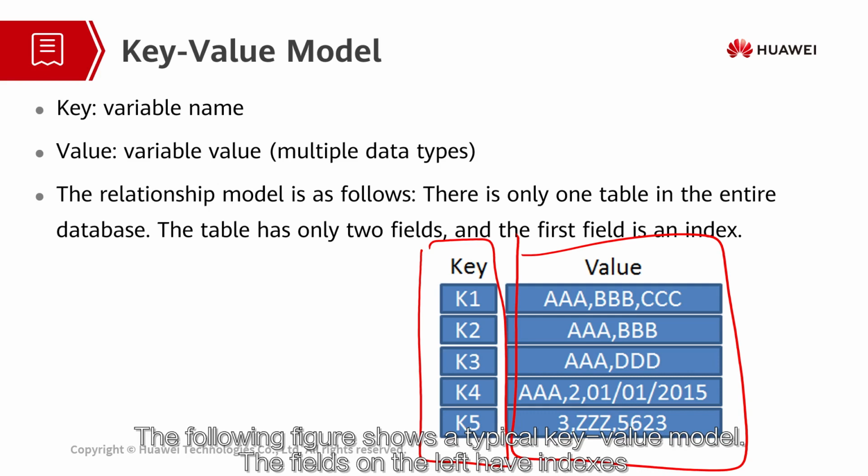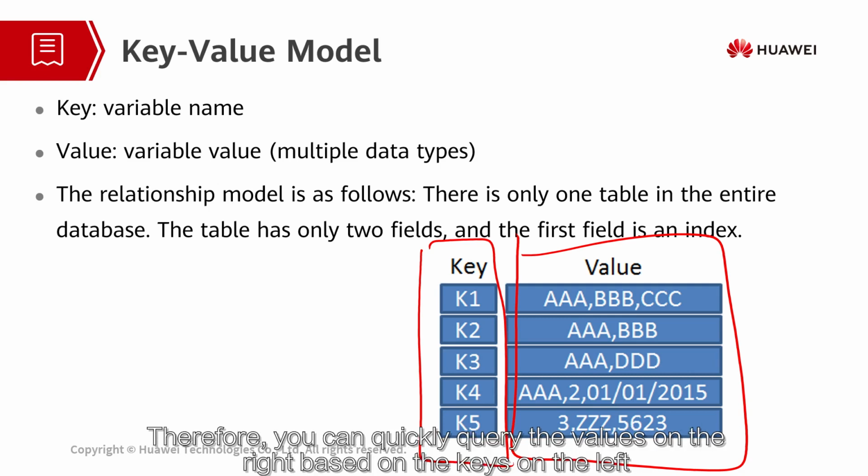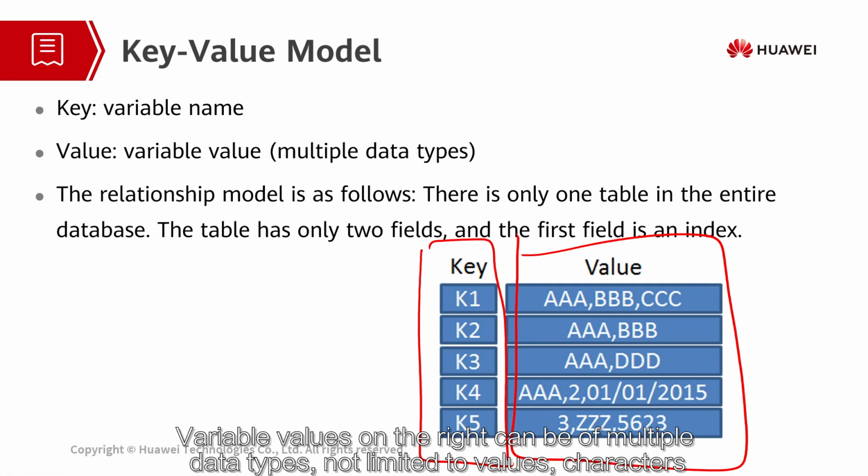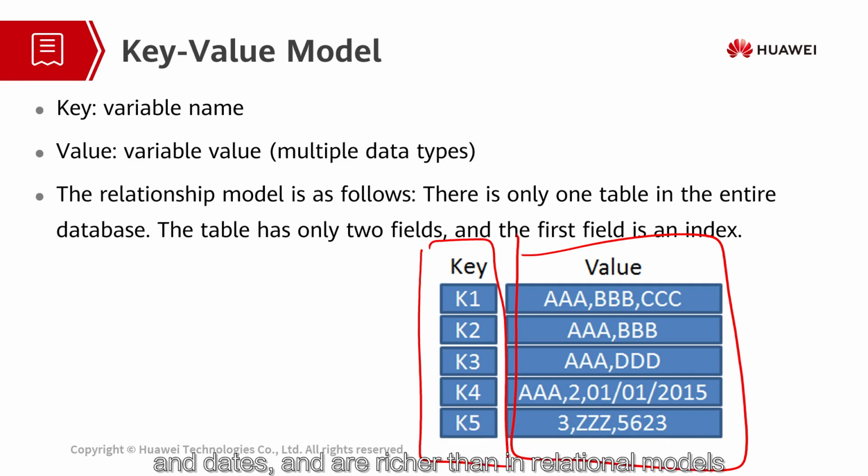The following figure shows a typical key-value model. The fields on the left have indexes. Therefore, you can quickly query the values on the right based on the keys on the left. Variable values on the right can be of multiple data types, not limited to values, characters, and dates, and are richer than in relational models.